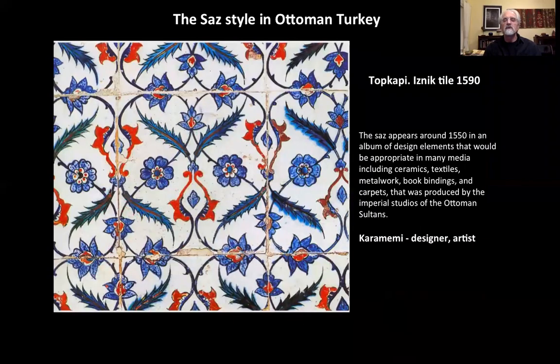For example, here in tile, Iznik tile in Ottoman Turkey. You can see here, this is a two-plane lattice. You can see the sickle cell leaf is now on top of the vine below it, the vine connecting the floral elements. And I wanted to call your attention to a concept of a specific designer. So Karamemi was a famous court designer of his time, and we know his name and we associate him with certain designs.